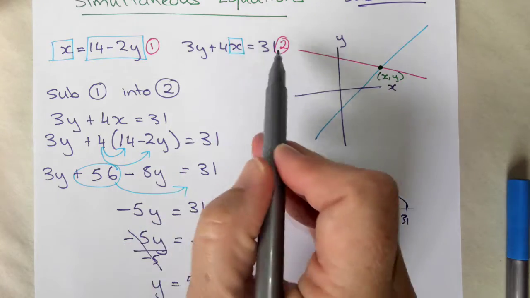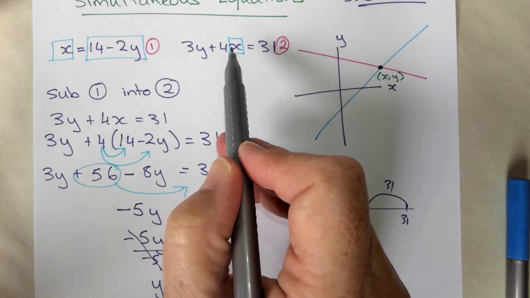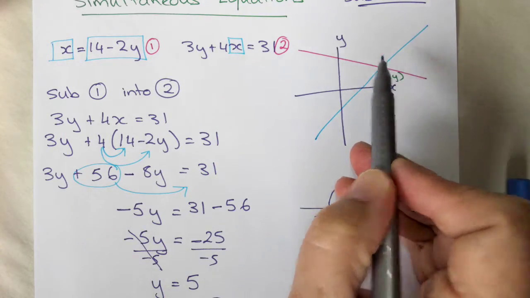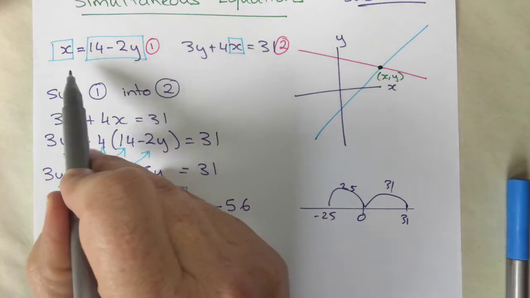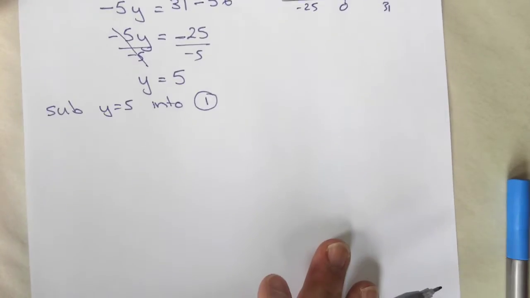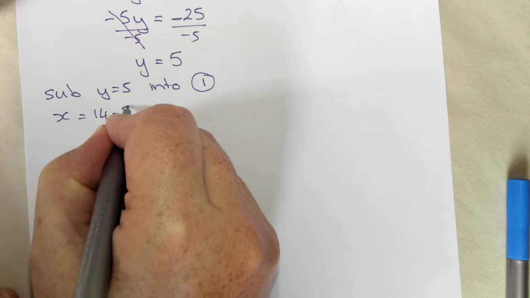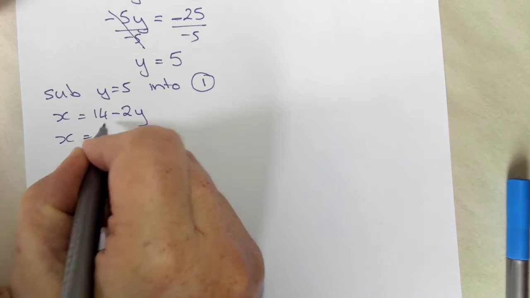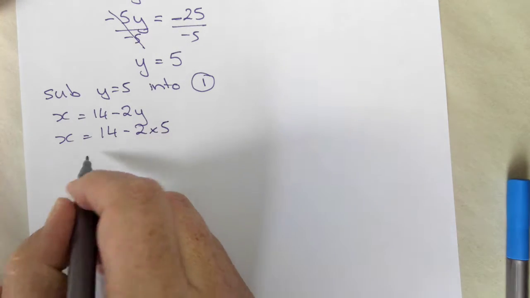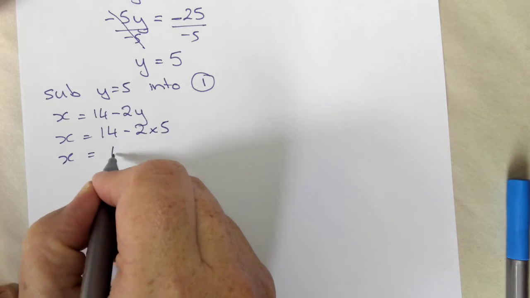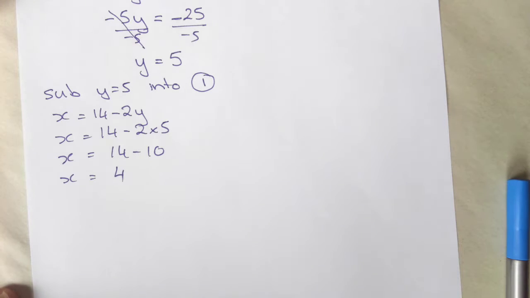You could equally substitute it back in here and then rearrange and solve to find what the x is, and that will give you exactly the same coordinate. Okay, so you could use either, but I'm looking at this algebraically, and this is an easier way for me to solve it. So equation number 1, x equals 14 take away 2y, and I'm substituting y equals 5 into that, so 14 minus 2 times 5. 2 times 5 is 10, so 14 take away 10 gives you x is equal to 4.